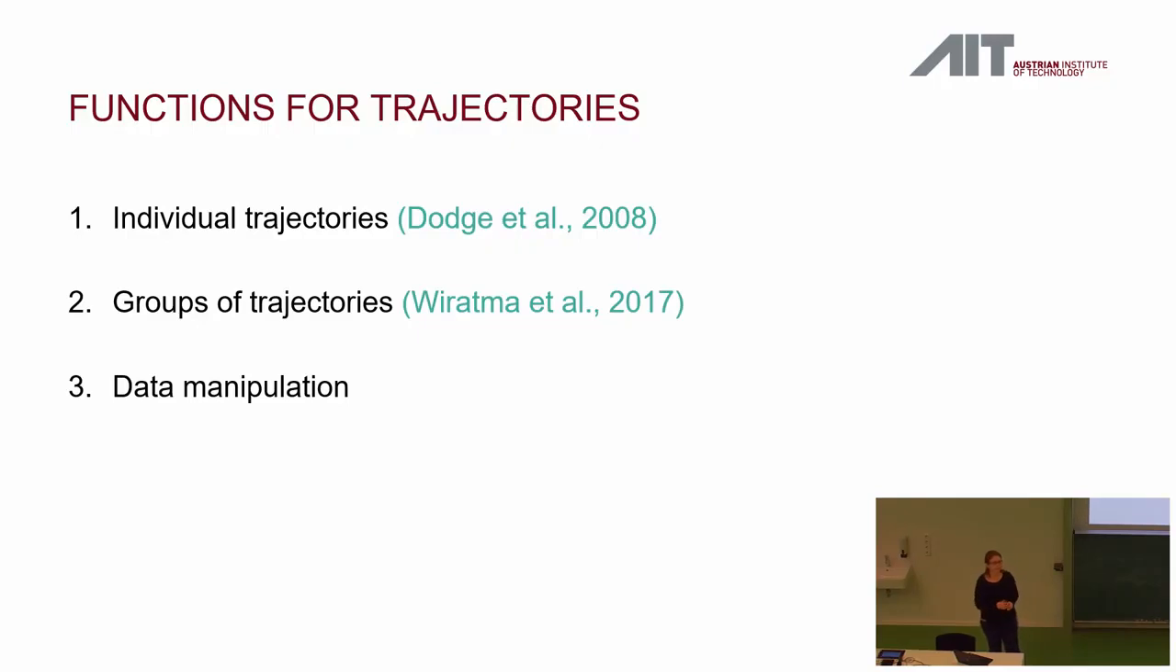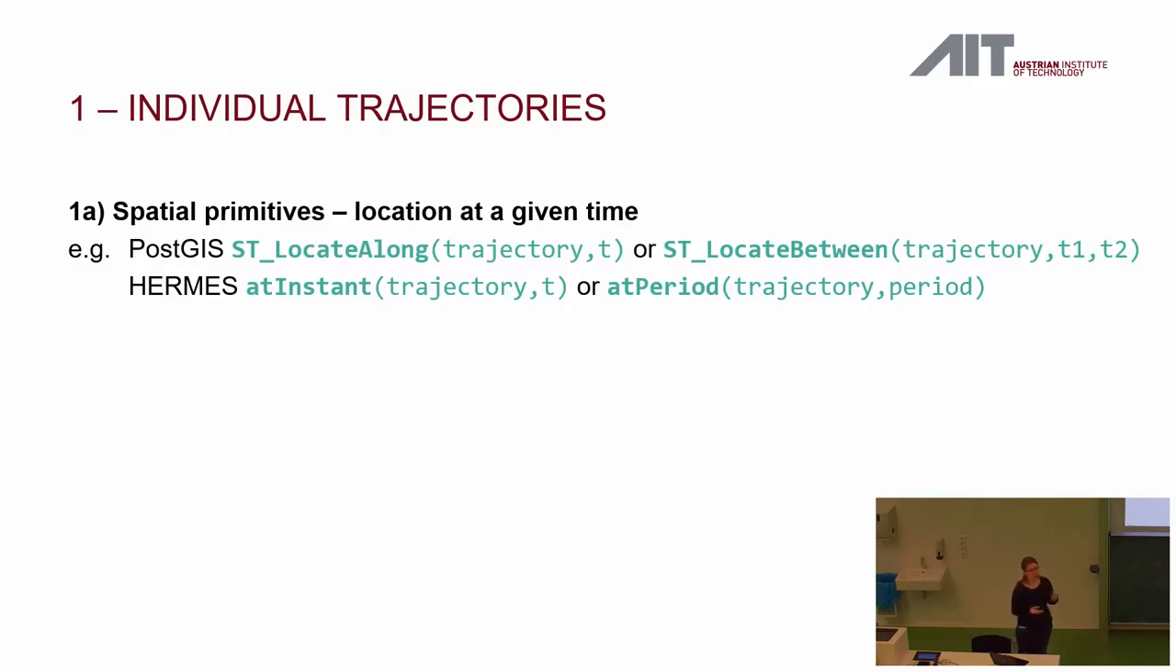And then there's a whole range of functionality that you would apply to pairs of trajectories or groups of trajectories, which give you more advanced capabilities as well. And of course, there's a lot of data manipulation and housekeeping functionality that you will also need to work efficiently. So let's just have a quick look to give you an impression of what kind of functionality I'm talking about here. So there are spatial primitives. So the question here would be, I have a given time, and I want to know where the object was at that given time. And PostGIS and HERMES, they call it differently, but they both have these functions. Either locate along for one timestamp or locate between for two timestamps if you want to extract a segment between two timestamps.